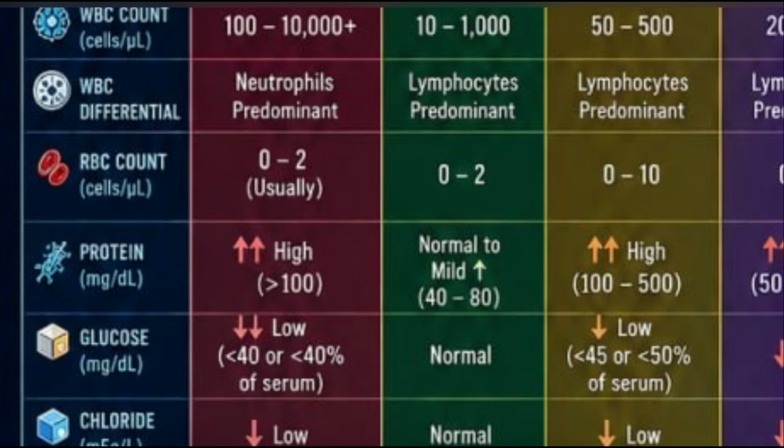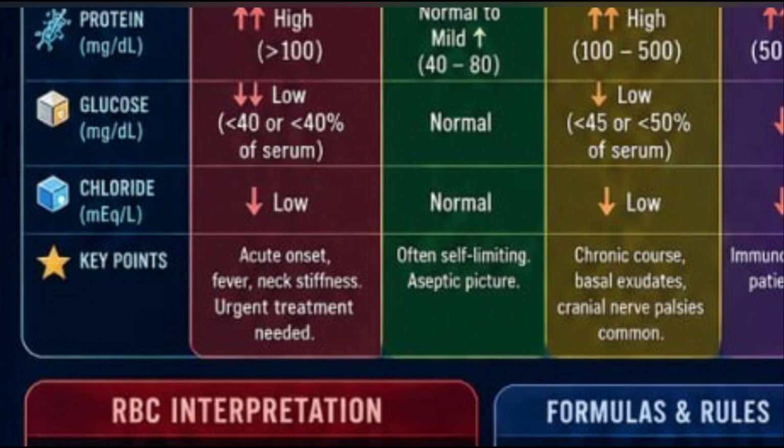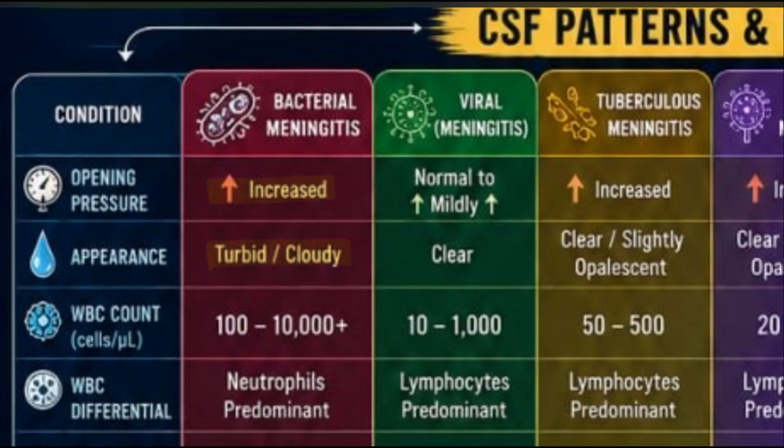And the glucose will be low, and you can remember this because in bacterial meningitis the glucose becomes low, less than 40% of serum, and the chloride will reduce. So if neutrophils and low glucose, we have to suspect bacterial meningitis until proven otherwise by another medical condition. In key points, we can see acute onset and fever, neck stiffness, and urgent treatment needed for bacterial meningitis.